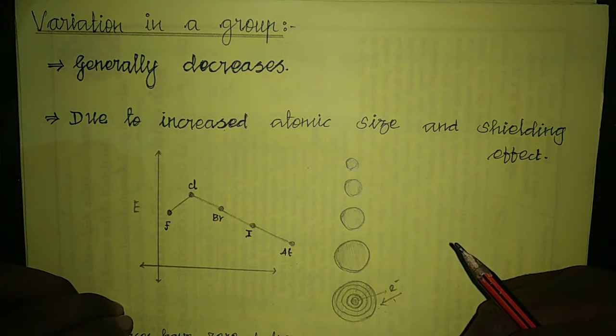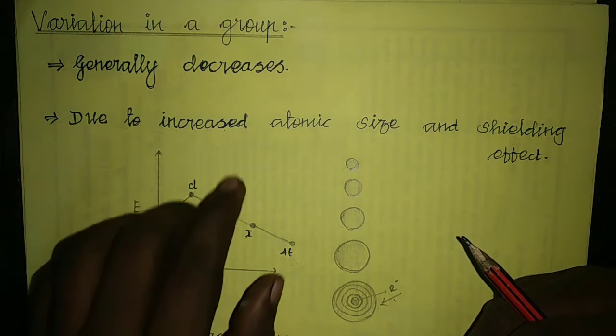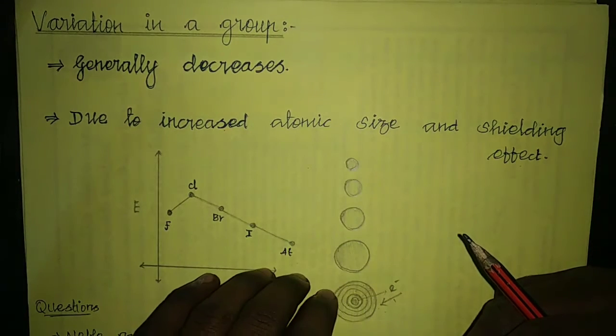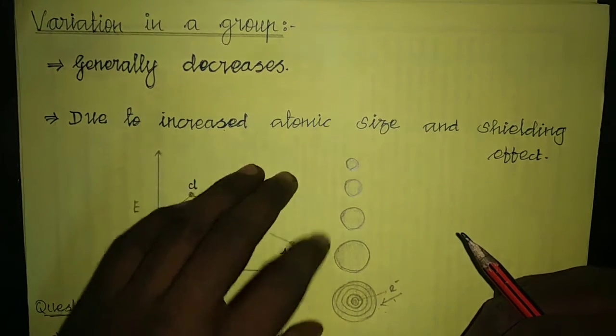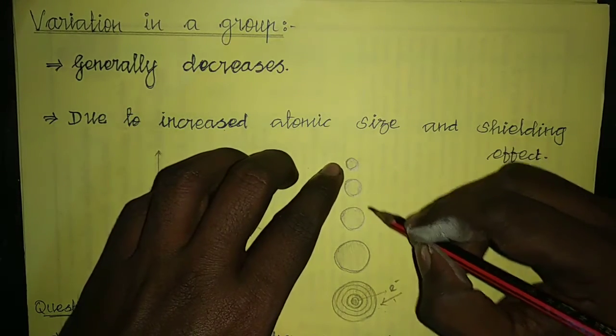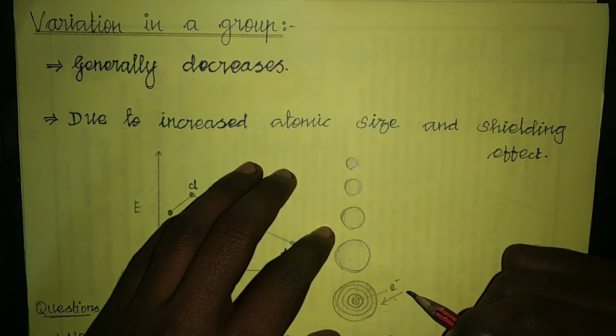If we look at the reason, there are two factors responsible for this decreasing electron affinity. The first one is increased atomic size. About atomic radii we have already seen. From top to bottom, if we measure the radii of atoms, it shows a regular trend of increasing. The element at the top is small, then it becomes bigger and bigger, and the one at the bottom is very big. So this is the trend in atomic radii.